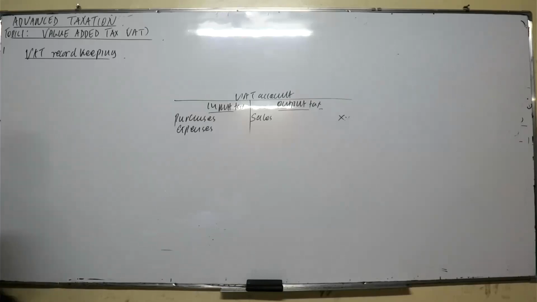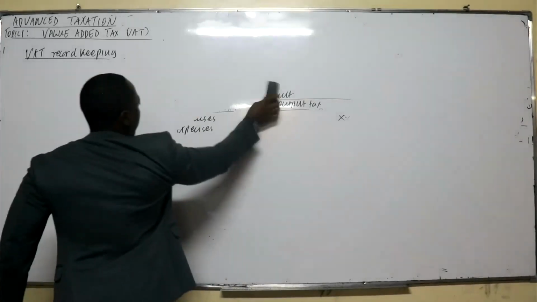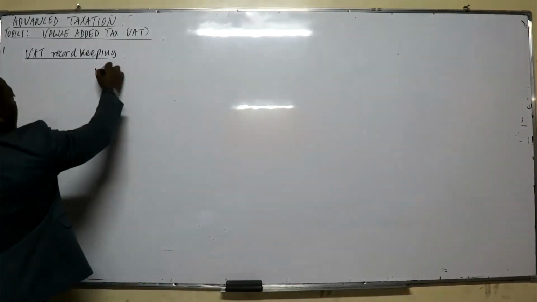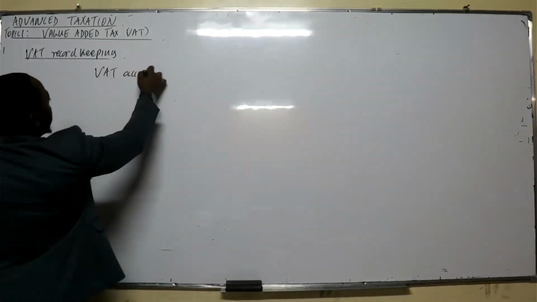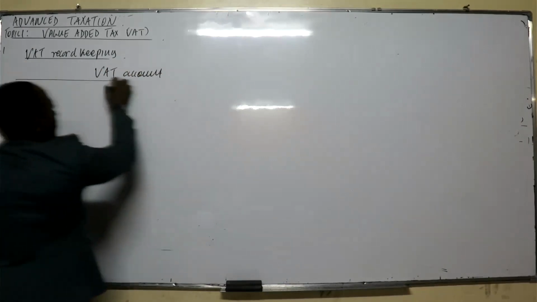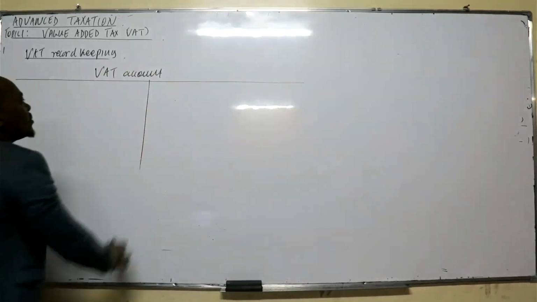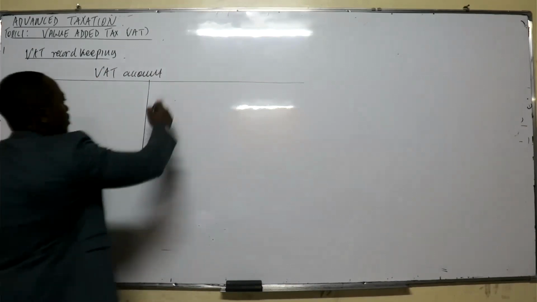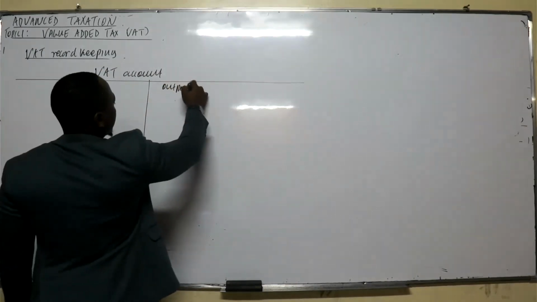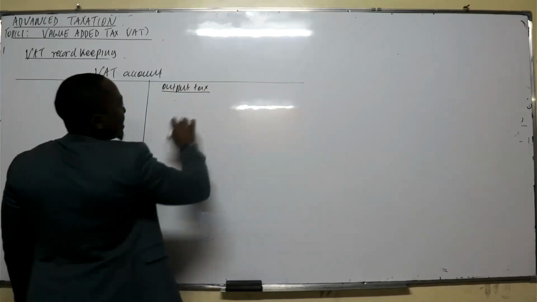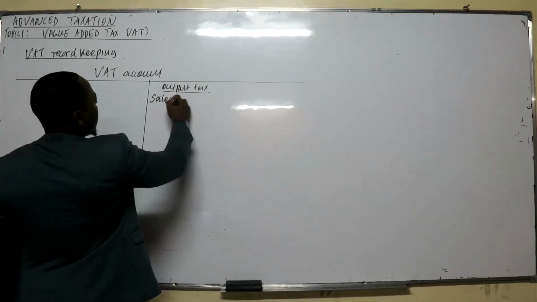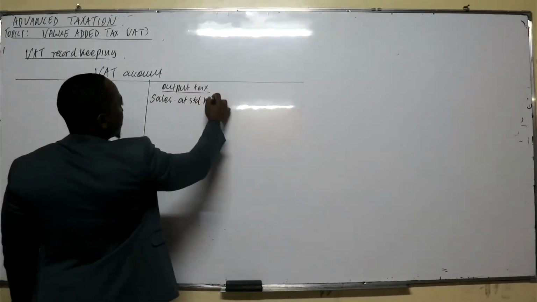So I want to give you the format of the VAT account. Don't copy, first of all reason. When determining the amount of VAT payable, you take the output tax minus the input tax. So how do you determine the input tax and the output tax? For the output tax, it's based on the taxable supply, things to do with the sales at standard rate.